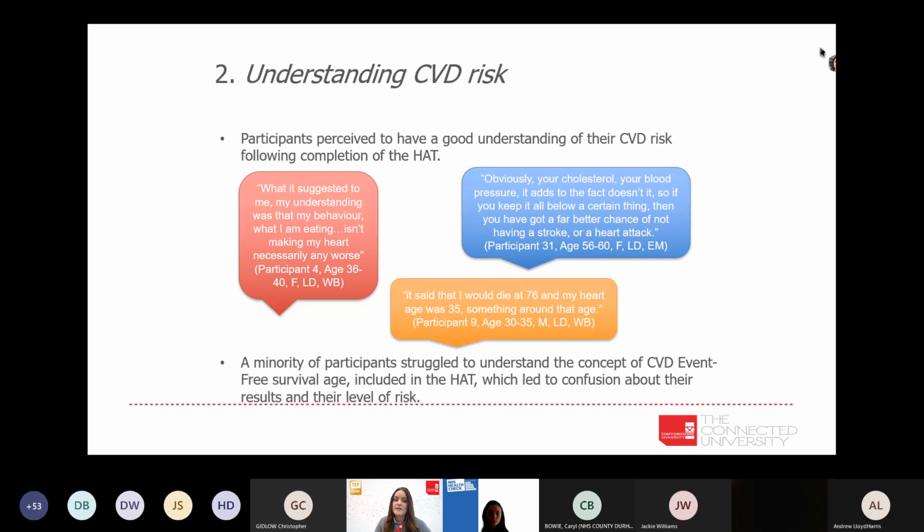And for that reason, this led to intentions to find out more information about their risk to improve their understanding following a negative response to estimated heart age.